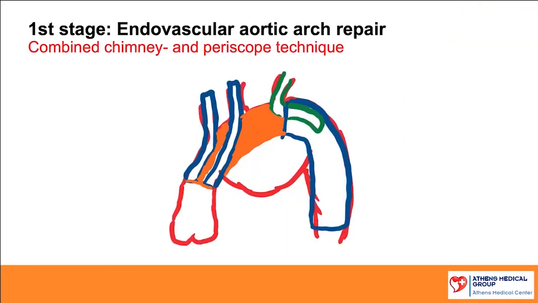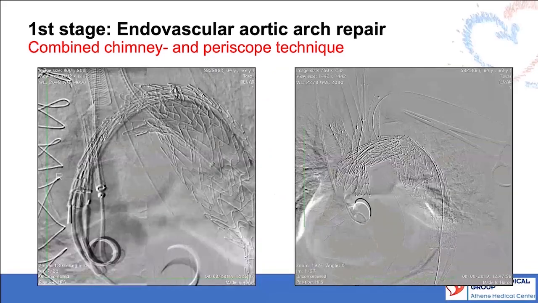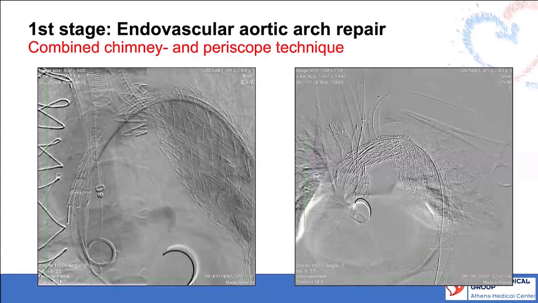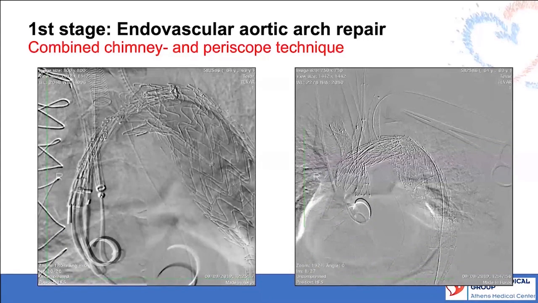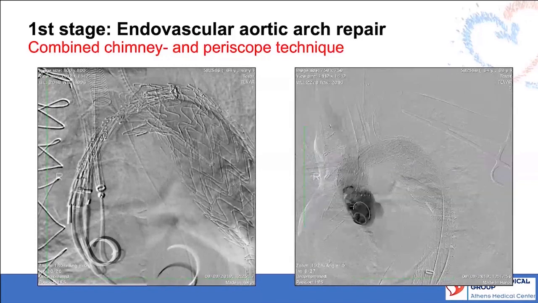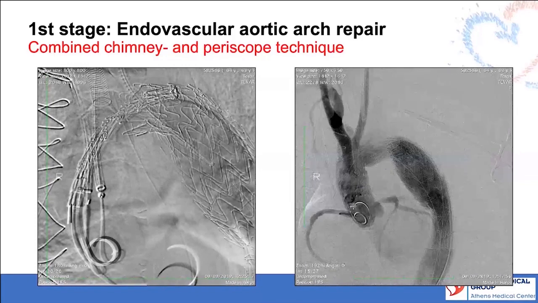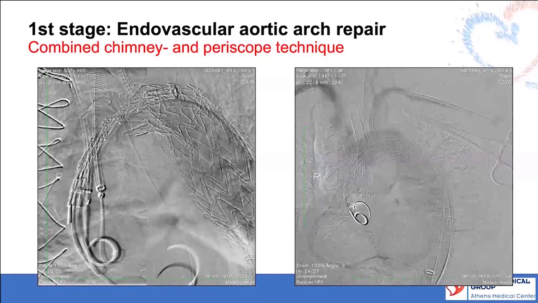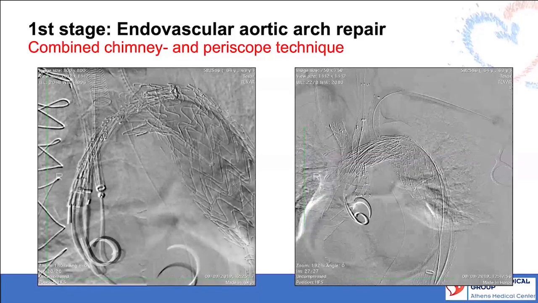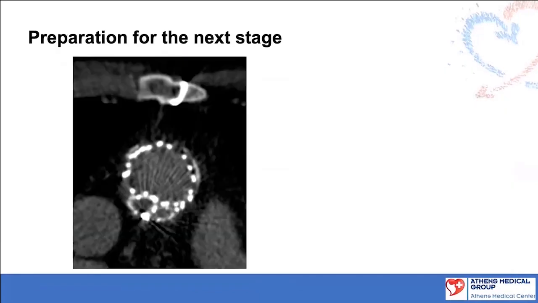What we have done is a combined chimney and periscope technique in order to have the ability for a transaxillary approach for a multi-branch endograft. The first stage was to repair the aortic arch, and here you can see nicely the final placement of the thoracic endograft at the level of the aortic arch. And this is the angiogram where we have a nice placement of all devices and a nice perfusion of the left subclavian artery.